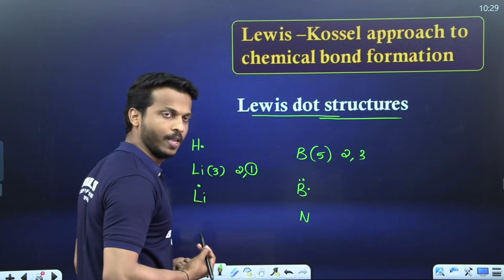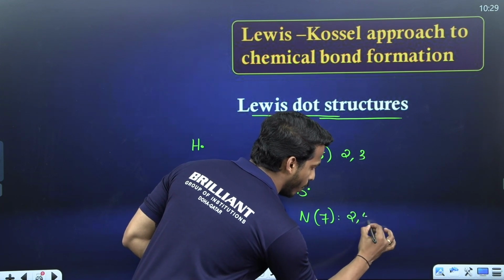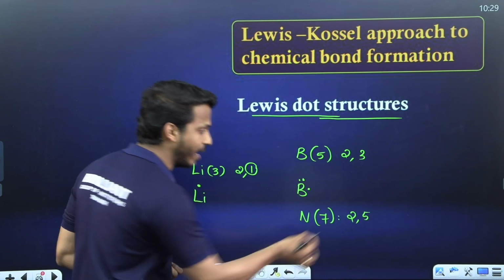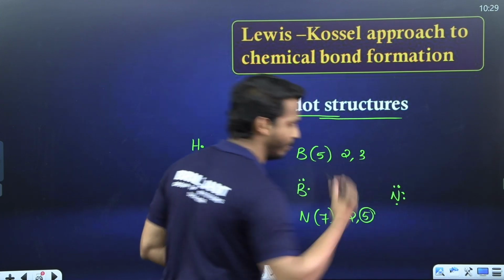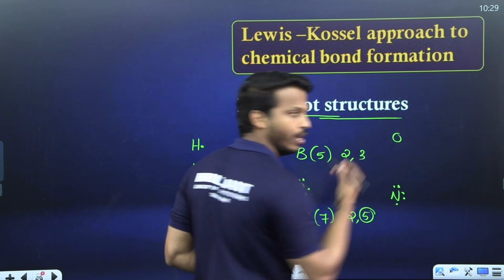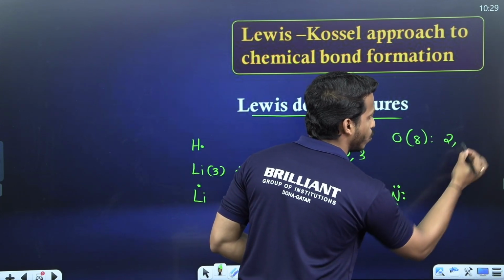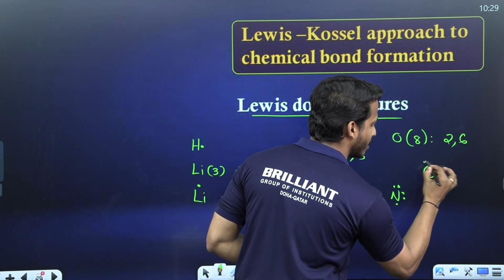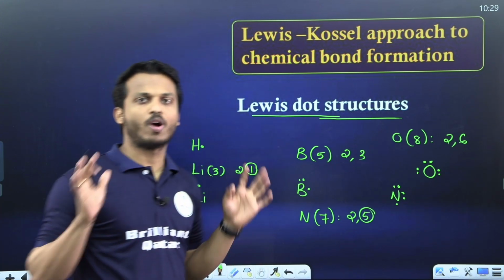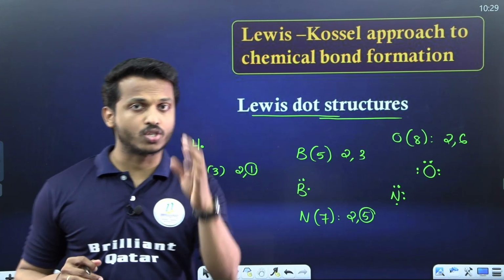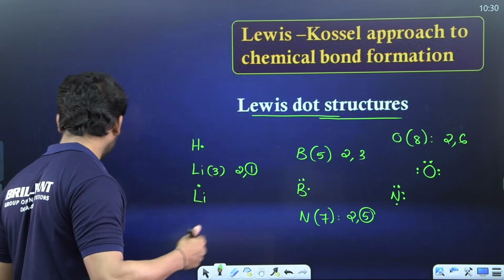What about nitrogen? Nitrogen atomic number is 7, so the configuration is 2, 5. So what is the valence electron of nitrogen? 5. How to express nitrogen? 1, 2, 3, 4, 5. What about oxygen? Oxygen atomic number is 8, so the configuration is 2, 6. So oxygen has 6 valence electrons: 1, 2, 3, 4, 5, 6. This is what we call the Lewis dot structure. That is the approach to chemical bond formation. Let's discuss in detail.